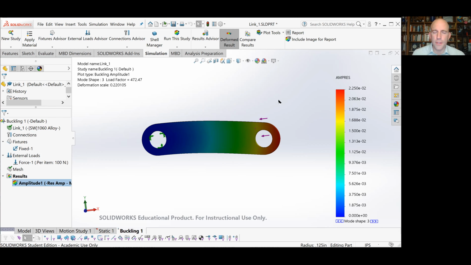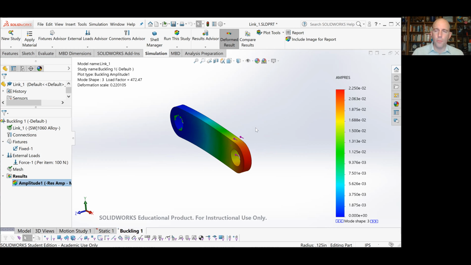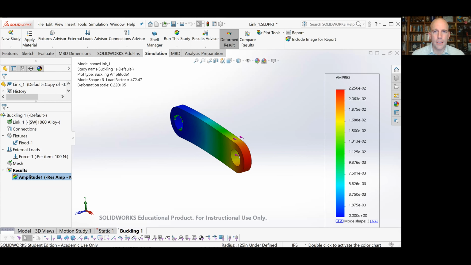Okay, great. So that's how we perform buckling analysis for a relatively simple shape. What about something a little more complicated? By opening up the link assembly from last week.